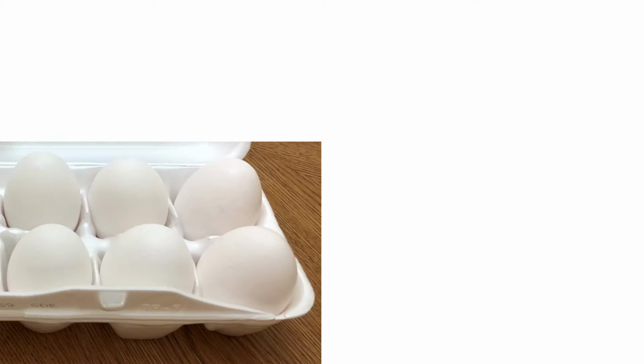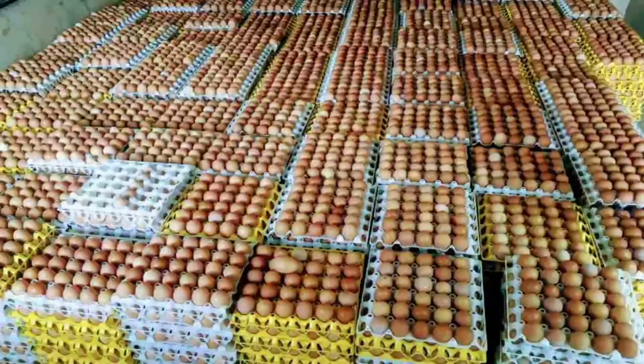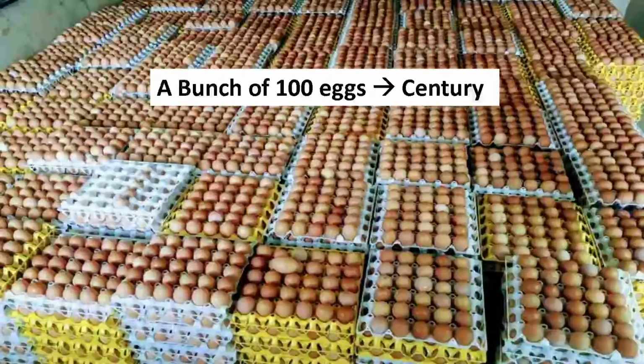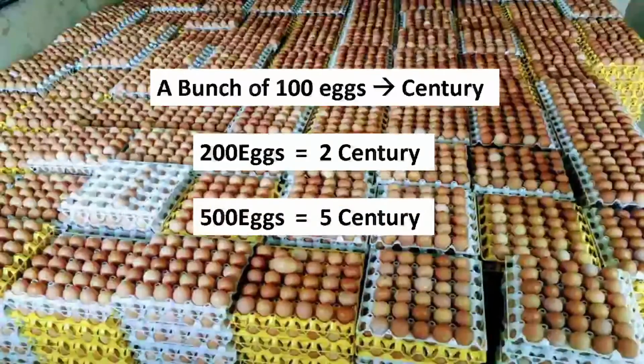The concept of mole. We know that a set of 12 eggs together makes a dozen of eggs. Suppose we decide to name a bunch of 100 eggs together and we call it a century of eggs. So a bunch of 200 eggs will be 2 centuries of eggs. A bunch of 500 eggs will be 5 centuries of eggs.